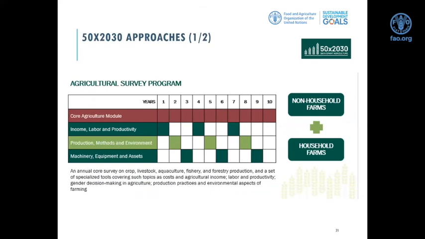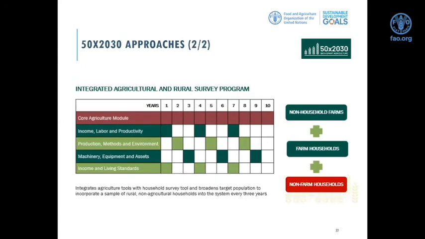It is very similar, the approach in 50x2030. We have two approaches, two programs, one named Agricultural Survey Program, very similar to AGRIS, but the economy and labor models were combined in a single model named income, labor, and productivity. And then you have the other two models, production methods and environment, and machinery, equipment, and assets. And again, the core model goes every year to get the basic data, and periodically you have other rotating models. The second program includes an additional model named income and living standard measurement that collects data on the household, so mainly on household aspects, in the household sector.